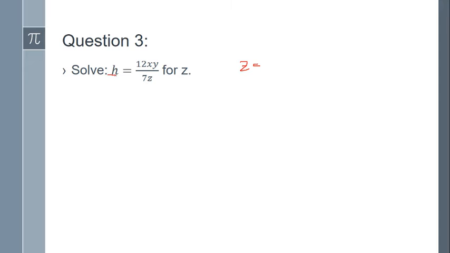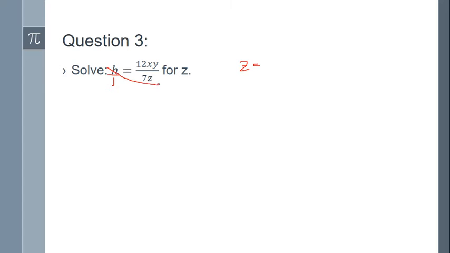To isolate the z, on the left-hand side I'm going to rewrite this h as h over 1, because I can write anything as a fraction over 1. It doesn't change the value of it. What I'm trying to do is get that z out from the denominator of that fraction. One way to think about it is like we do with proportions, because I have one fraction equals another fraction. As you may have learned in a previous course, to solve a proportion like that, you can cross multiply.